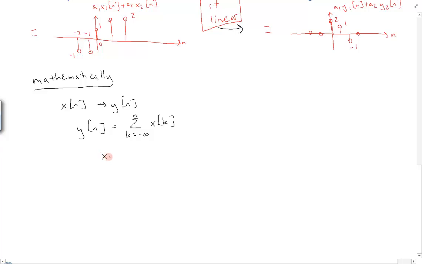Now we have another input, whatever it is. Again, this is a mathematical abstraction, x1, which brings about y1, and x2, which causes y2.